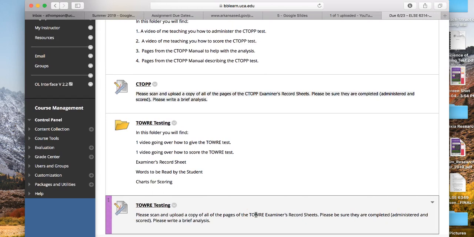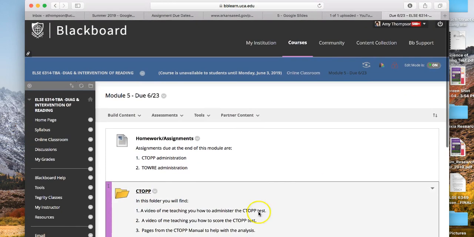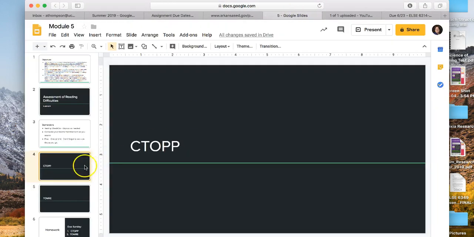Please be sure you are using the same child starting at this point, beginning with the CTOP. You need to use the same child for the rest of the assessments, and it must be someone in kindergarten through 12th grade. So it can be anywhere in that range, but it needs to be somewhere in that range. Okay? All right, so that's the CTOP and Tower. Those are going to be what you work on this module.